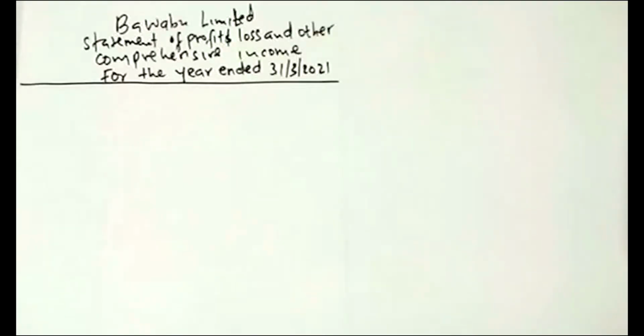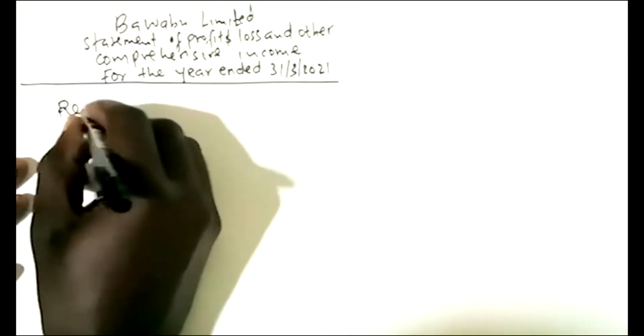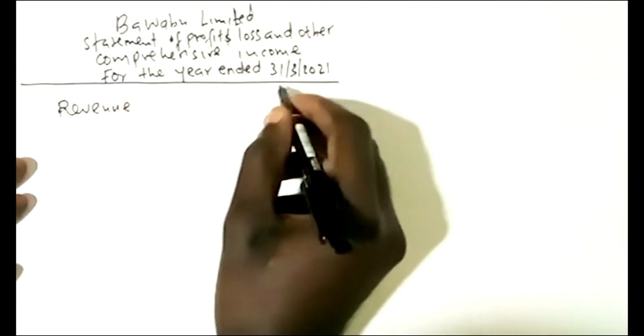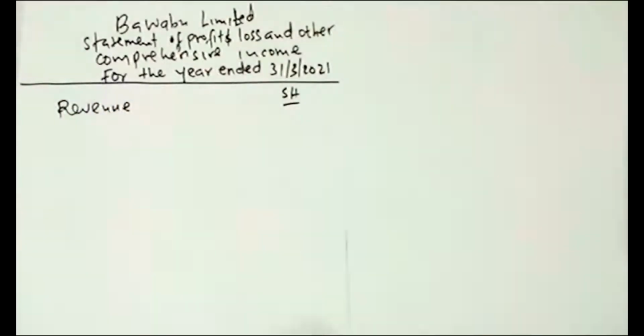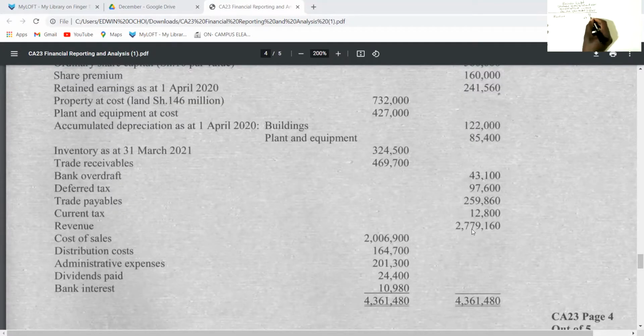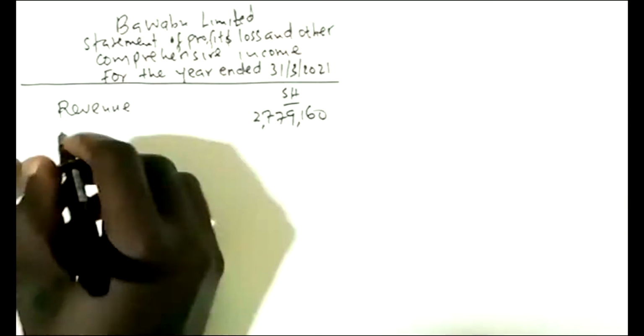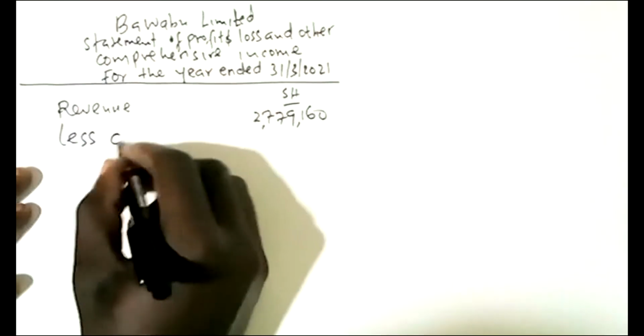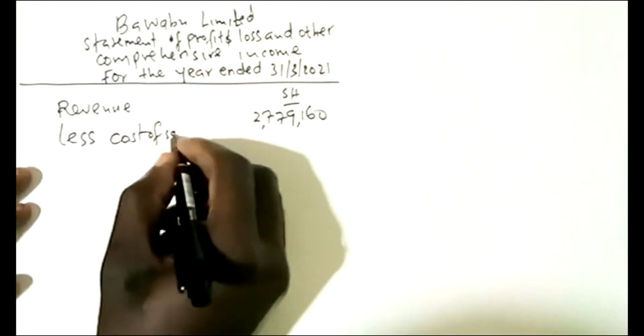Under this statement, what we start with is revenue. If you check revenue, it's given direct from the question. So the revenue here is 2,779,160. So we minus now the cost of sales.